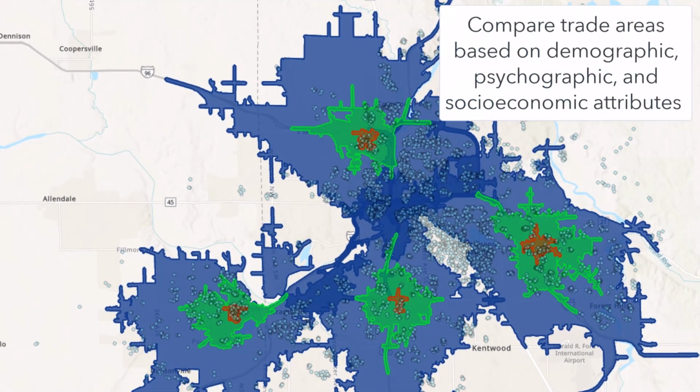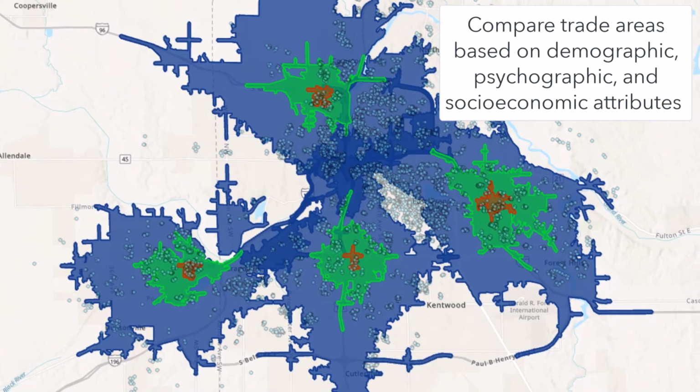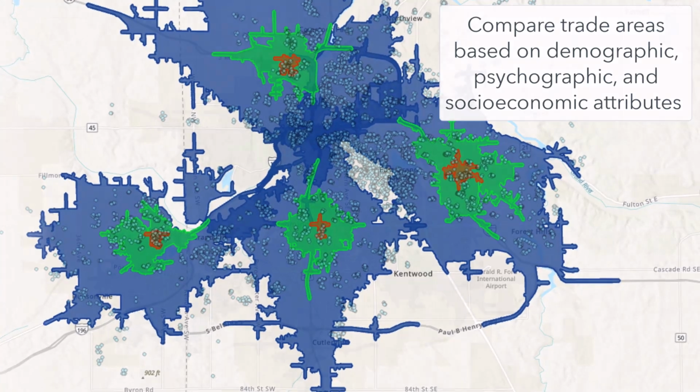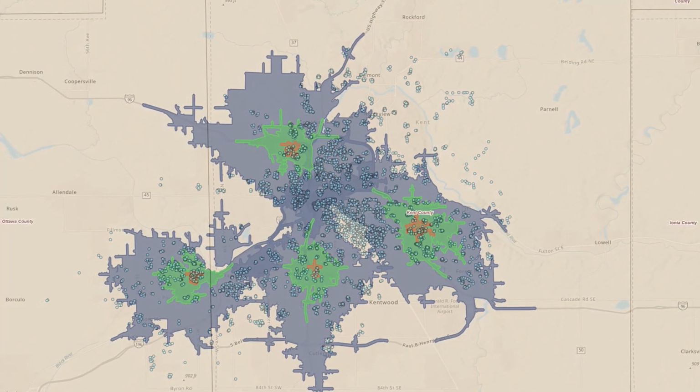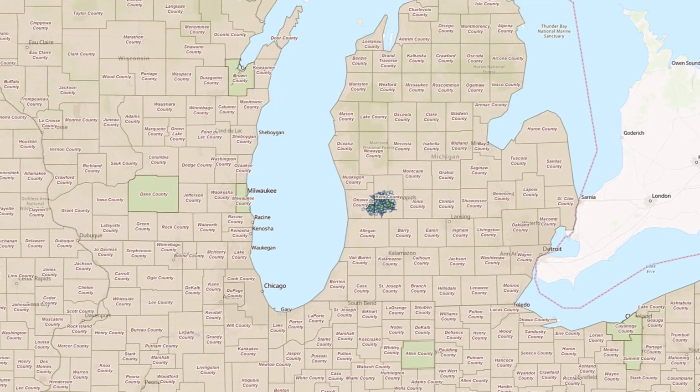Trade areas can also be compared with each other based on their demographic, psychographic, and socioeconomic attributes of customers in those areas or in other local, state, and national geographies and benchmarks. Such comparisons can inform and guide senior leaders as they consider strategic expansion opportunities in competitive markets.